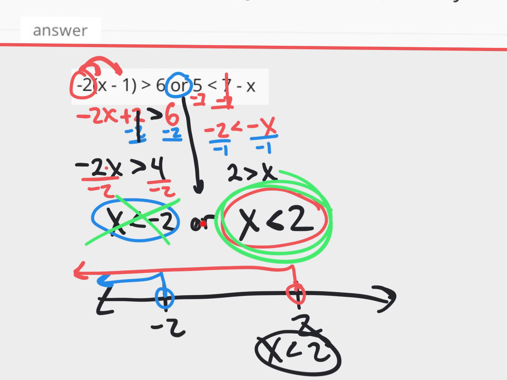Now, if this would have been the word "and," you'd have to write x is less than -2, because "and" means it has to be both, the red and the blue. When it says "or," it could be one or the other. So obviously I have a red right here. That satisfies it. That's why it's x is less than 2.